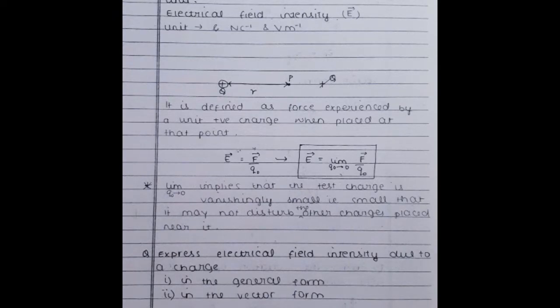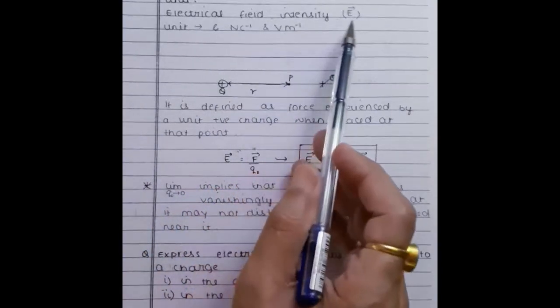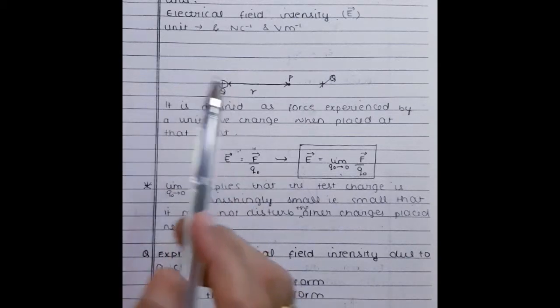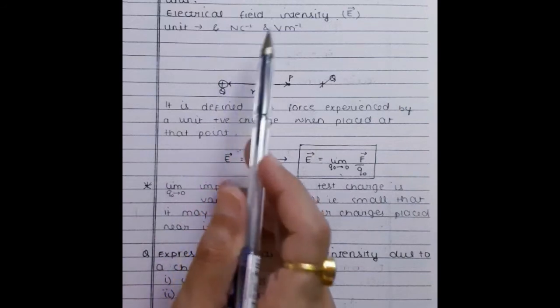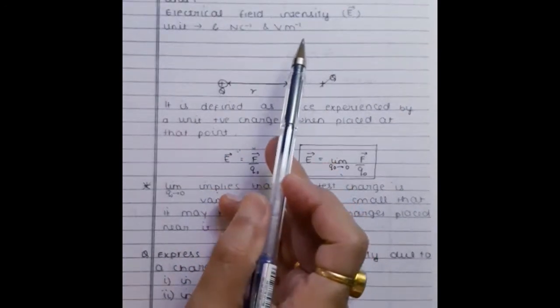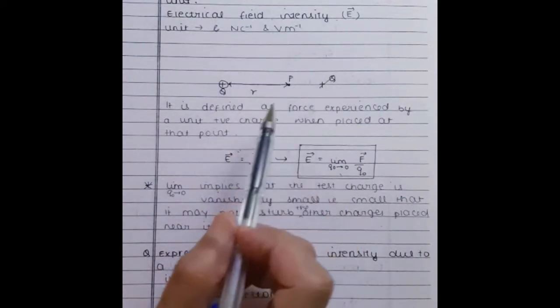Define electrical field intensity and give unit. You see, electrical field intensity is represented by the letter E, and you will soon learn that it is a vector quantity. The unit of electrical field is Newton per coulomb, and the other unit is volt per meter. Shortly, we will be able to see why the units are like this.